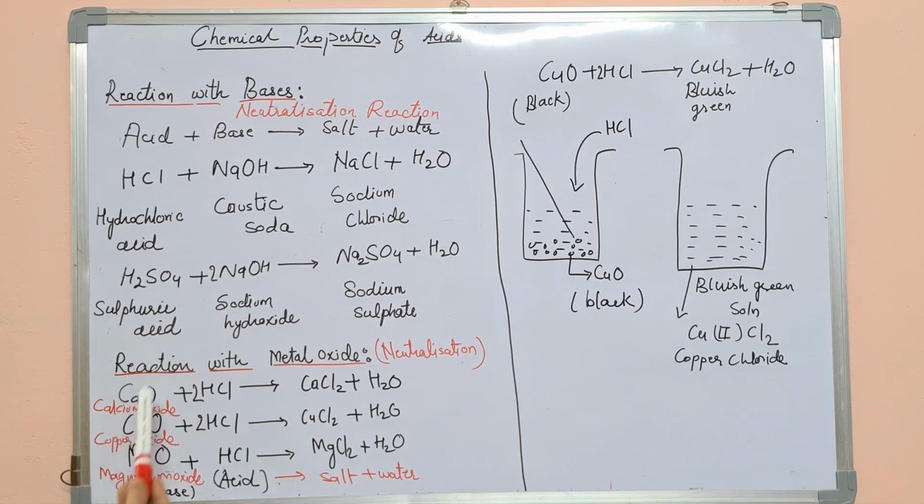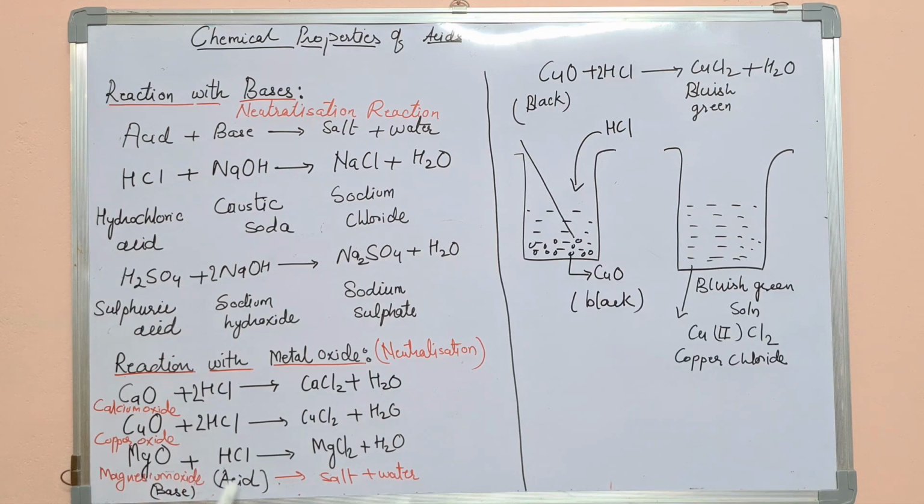Next chemical reaction, that is the reaction of acid with metallic oxide. This reaction is also known as neutralization. How? Just see the example. CaO, calcium oxide, reacts with hydrochloric acid to form calcium chloride, CaCl2, plus water. Water formula is H2O. CaCl2, it is what? Salt. So formation of salt and water takes place. That is why it is called neutralization reaction.